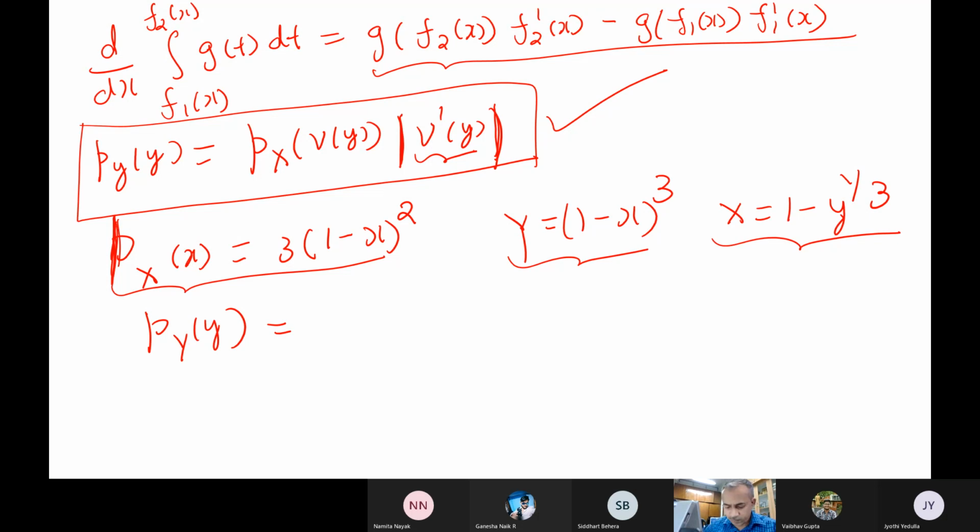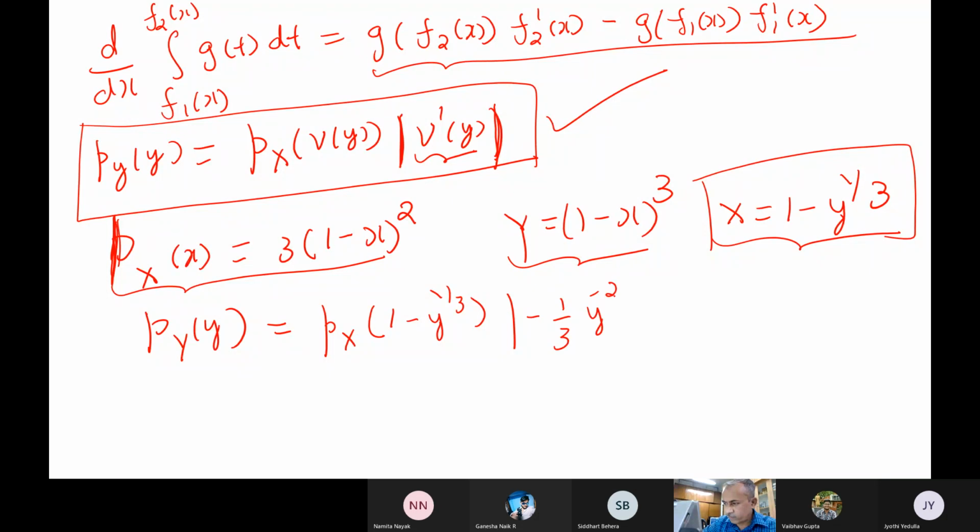Now what's the value? In p_X, what will be v(y)? It is (1 minus y) whole to the power of 1 by 3. And what's the derivative v'(y)? This has to be differentiated. So you take the modulus, and finally this turns out to be 1, and y also will go from 0 to 1. It's a straightforward kind of thing. You are just trying to find this expression itself.